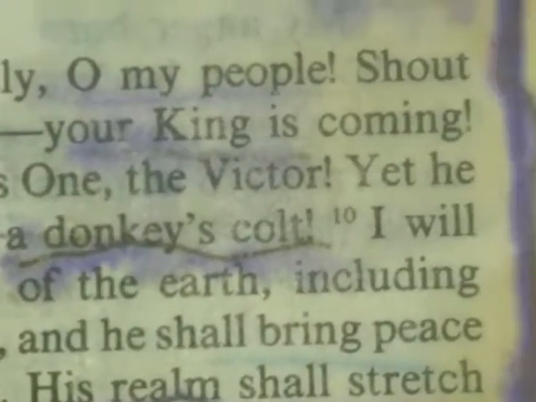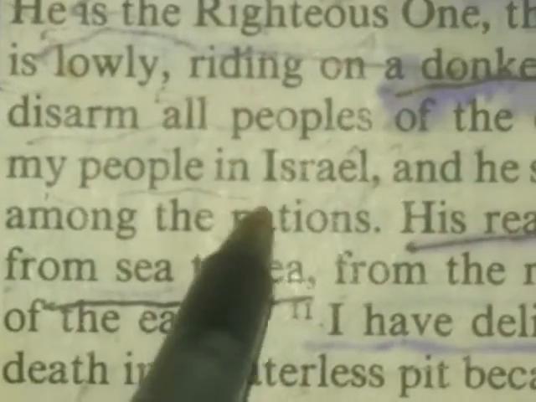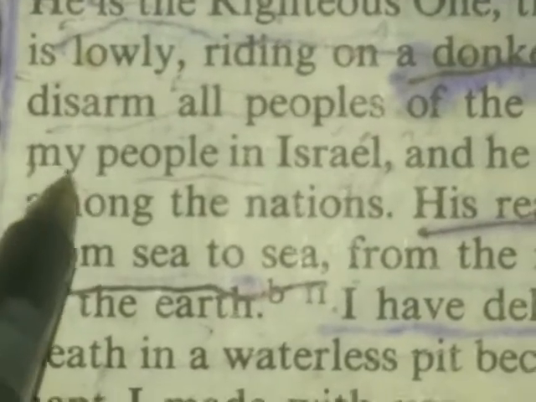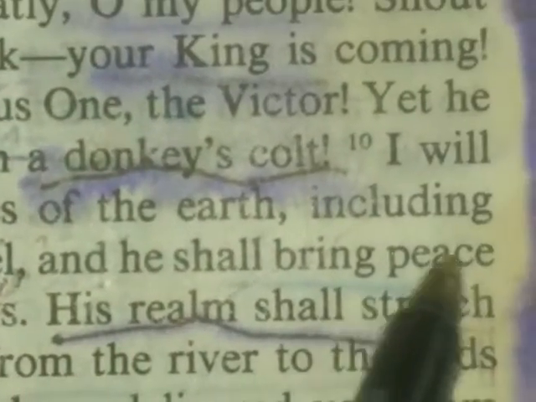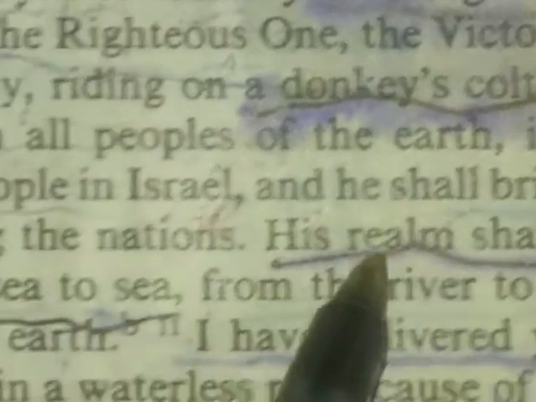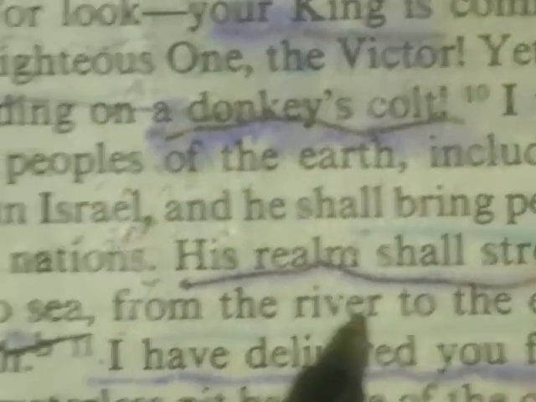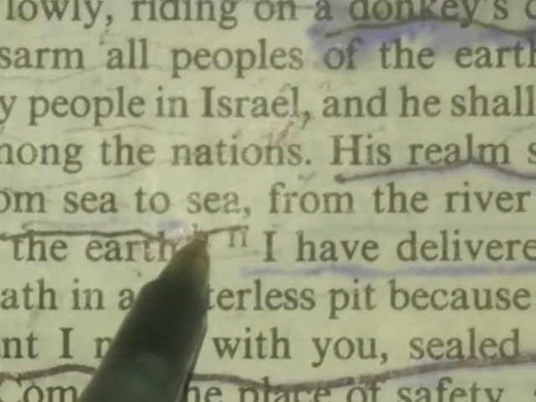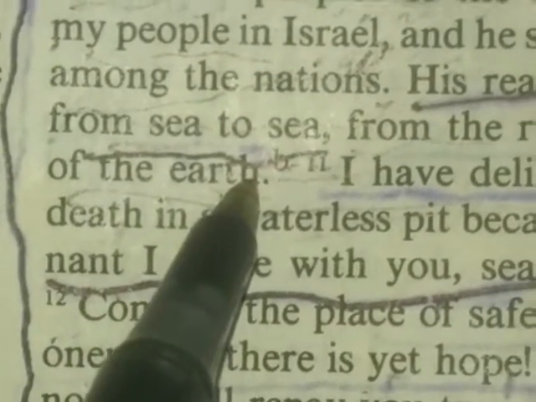He's showing what he's going to do eventually in the time period, including my people, Yashael, showing you we're going to bear arms again. That's how we're going to recapture the land, see? And he shall bring peace among the nations. His realm shall stretch from sea to sea, see, from the river to the ends of the earth. Tell you the one world order, brother and sister.